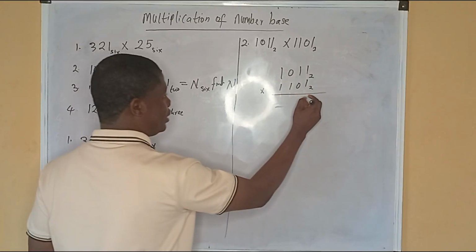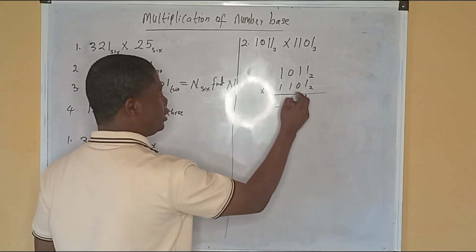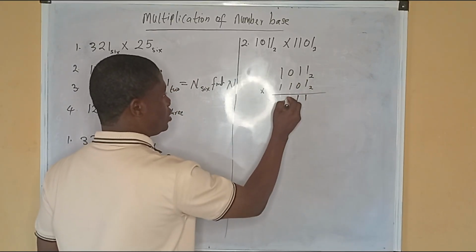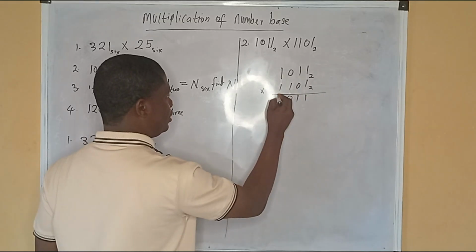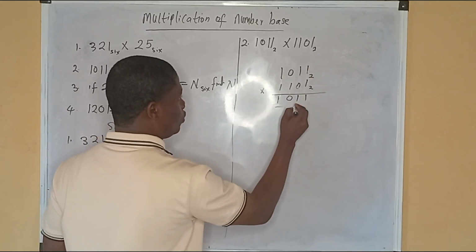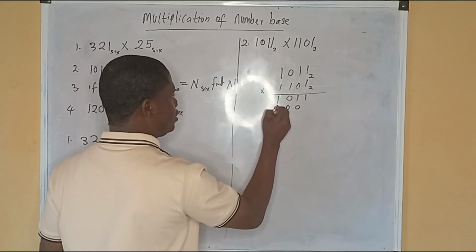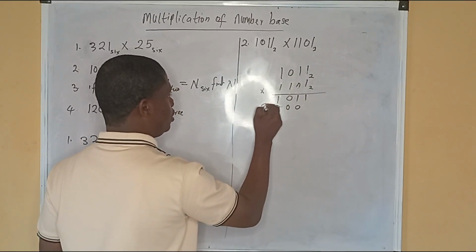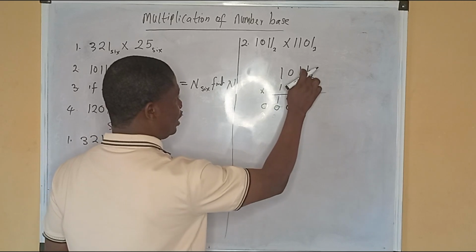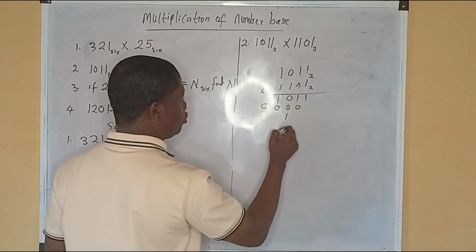So 1 times 1 is 1, it's not up to 2. 1 times 1 is 1, it's not up to 2. 1 times 0 is 0, it's not up to 2. 1 times 1 is 1. Okay, 0 times 1 is what? Is 0. 0 times this is 0. 0 times this is 0. 0 times this is what? Is 0. So we have 1 times 1 is 1, is not up to 2.